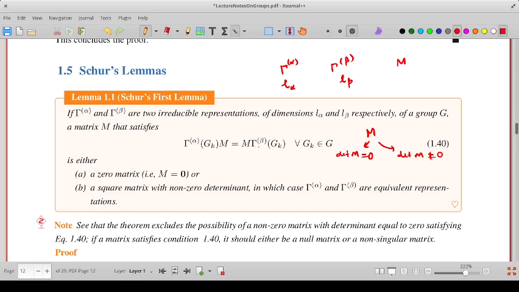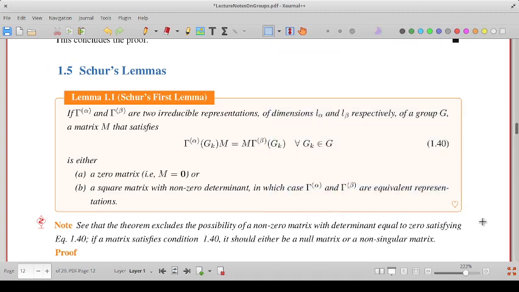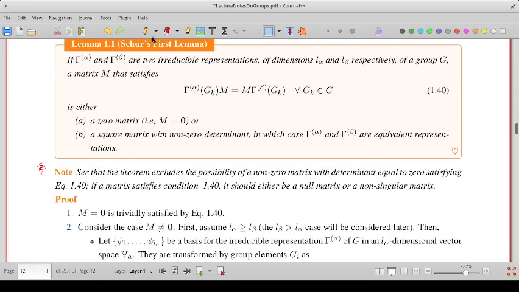So if it satisfies this condition, then either the determinant should be equal to 0, in which case M should definitely be the null matrix. The possibility that M not equal to the null matrix and having determinant equal to 0 is what is ruled out by this lemma. So we now need to prove this lemma.